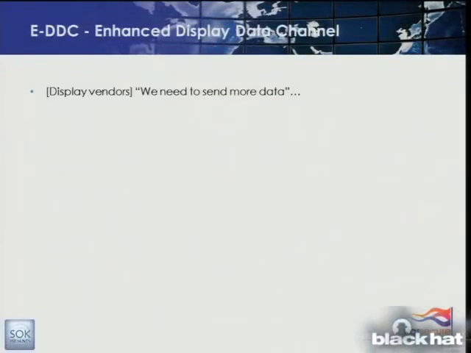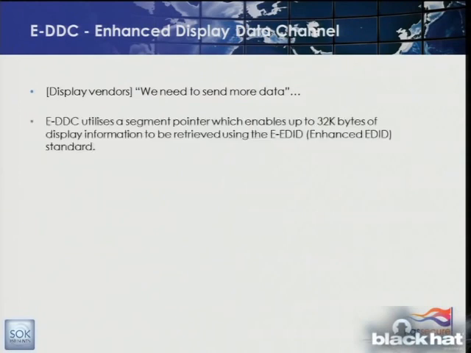But of course, the vendors said, we need to send more data. 128 bytes isn't enough. There's a capability, and the vendors say, okay, let's see how much we can leverage out of this. So E-DDC was born, Enhanced Display Data Channel. This allows you to use a segment pointer to address up to 32K of data rather than just 128 bytes.